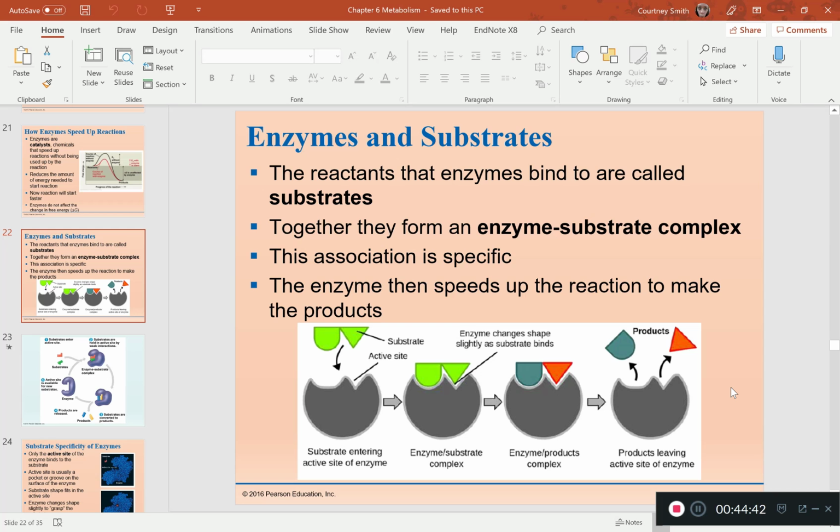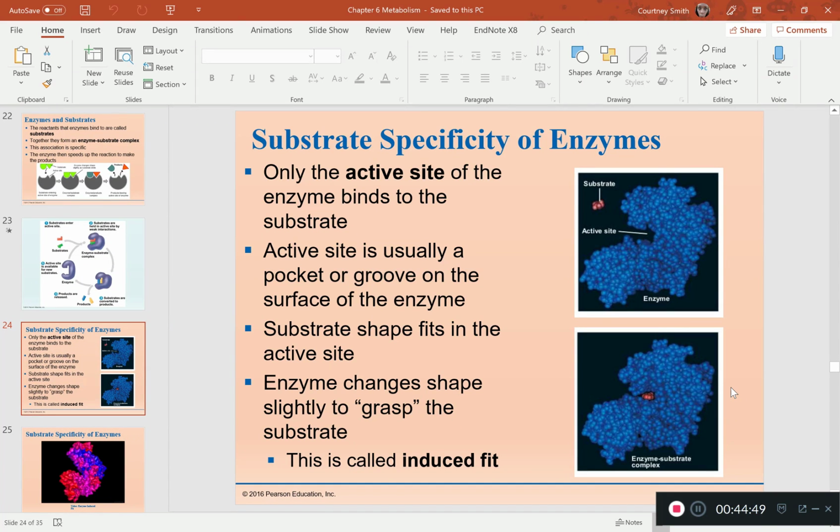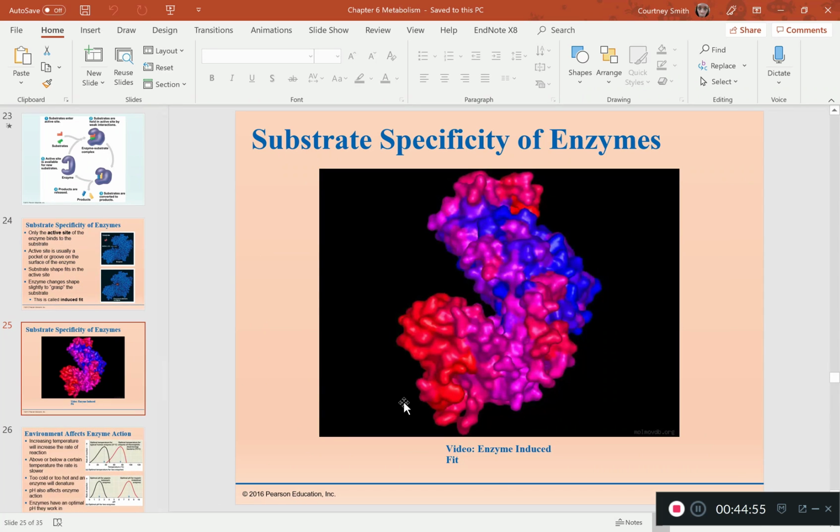Traditionally speaking, it's kind of like a lock and key mechanism, but we now know that it's actually called an induced fit. So what actually happens, I'm going to play a little video if it wants to work.